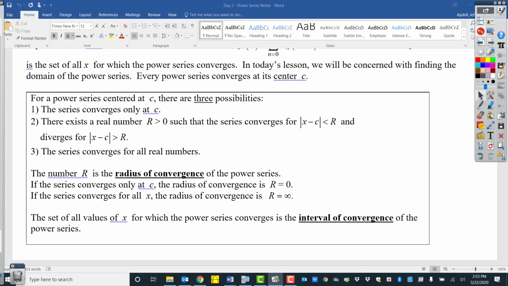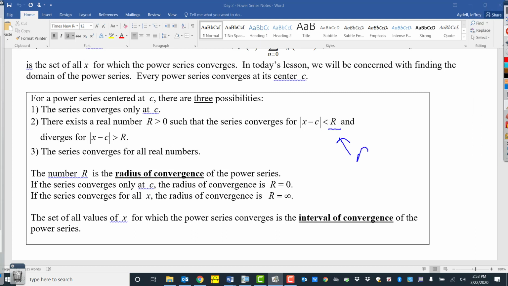The number R is what we call the radius of convergence of the power series. If the series converges only at c, then the radius of convergence is R equals 0. If the series converges for all x values, then the radius of convergence is infinity. The set of all x values is what we call the interval of convergence. So this R right here is the radius of convergence.